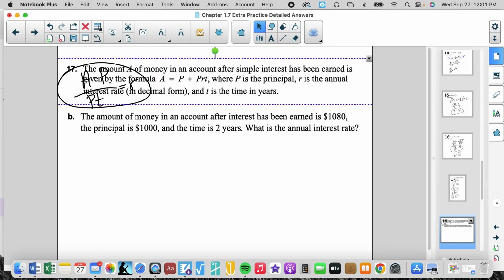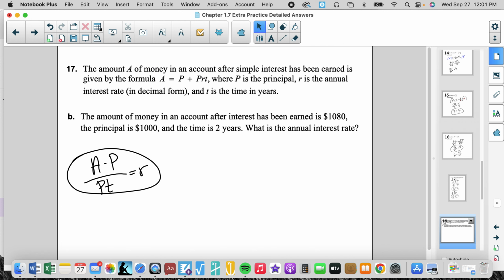Let's make it a little bit smaller. So it says the amount of money in an account after the interest has been earned is $1,080. The principal is $1,000 and the time is 2 years. What is the annual interest rate? So it's looking for the R.